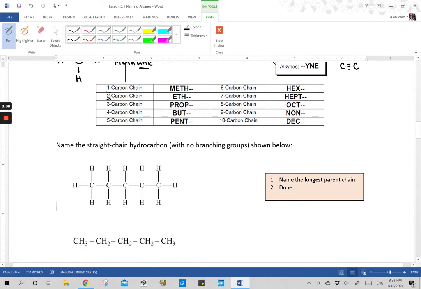So let's look at an example. Here we have a hydrocarbon that is a straight chain hydrocarbon with no branching groups. What we need to do first is identify the longest parent chain, meaning we want to figure out the longest carbon to carbon chain that exists in the hydrocarbon. In this case, I can see there's 1 carbon, 2 carbons, 3 carbons, 4, and 5 carbons, and they're all connected together by a bond. So that makes this the parent chain.